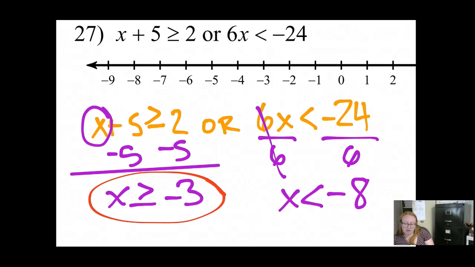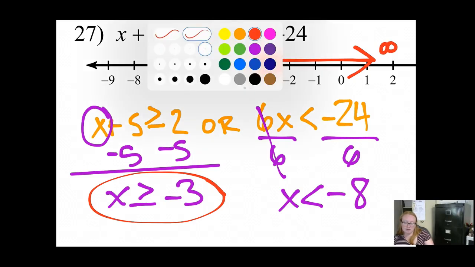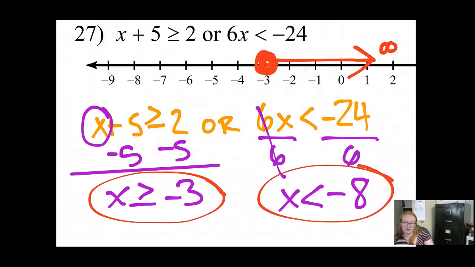I'm looking to put my dot on negative 3. I'm looking to make it filled in because of the equal sign. I'm looking to point it all the way towards positive infinity. I'm going to do this one now. I'm going to start on negative 8. It's an open circle because there's no equal sign. And I'm going to point all the way in the direction of negative infinity. It's an or. It looks like 2 rowboat oars, which is good.